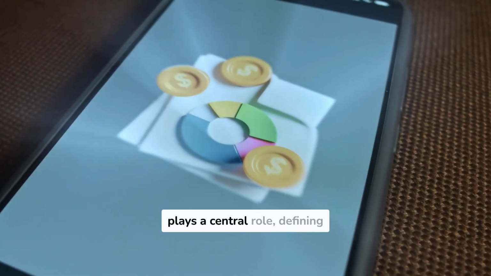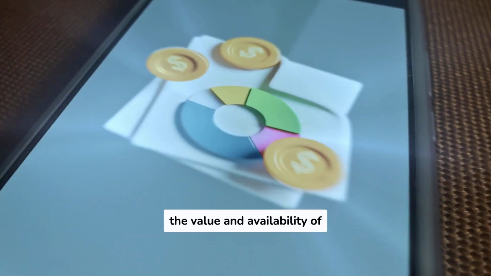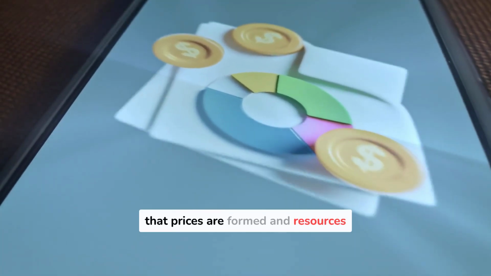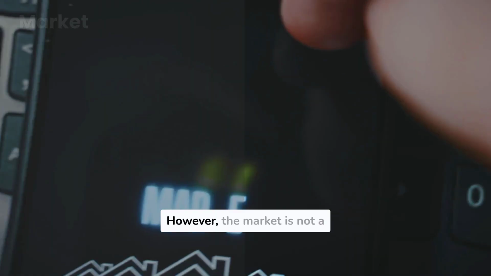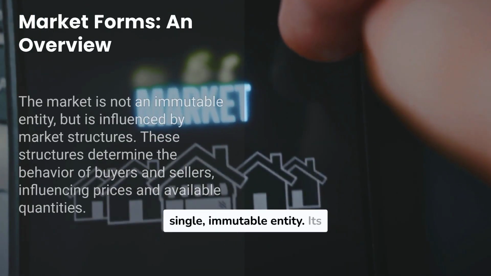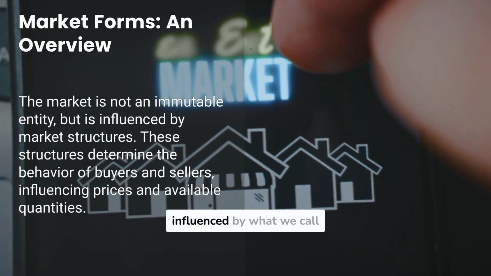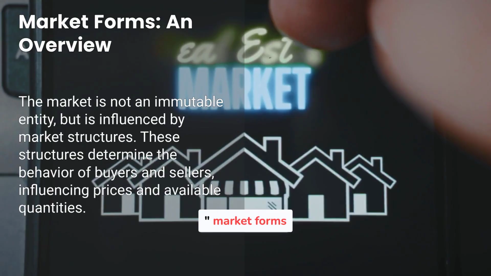The market plays a central role, defining the value and availability of goods. It is precisely here that prices are formed and resources are allocated. However, the market is not a single immutable entity. Its dynamics are profoundly influenced by what we call market forms.